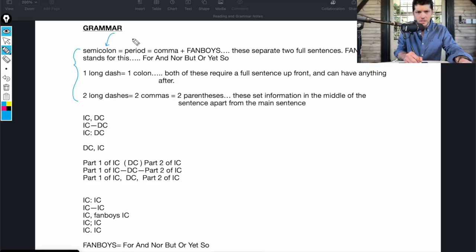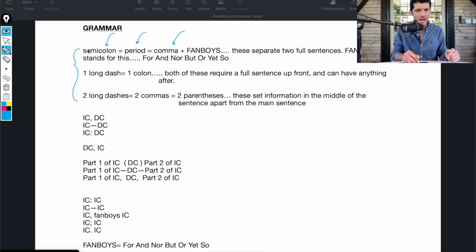A semicolon is equivalent to a period, is equivalent to comma plus fanboys. And fanboys is an acronym, meaning just a word made up of smaller words, an acronym standing for the following words. F for the word for, A for and, N for nor, B for but, O for or, Y for yet, S for so. So all 3 of these, semicolon, period, comma plus fanboys, all separate 2 full sentences.